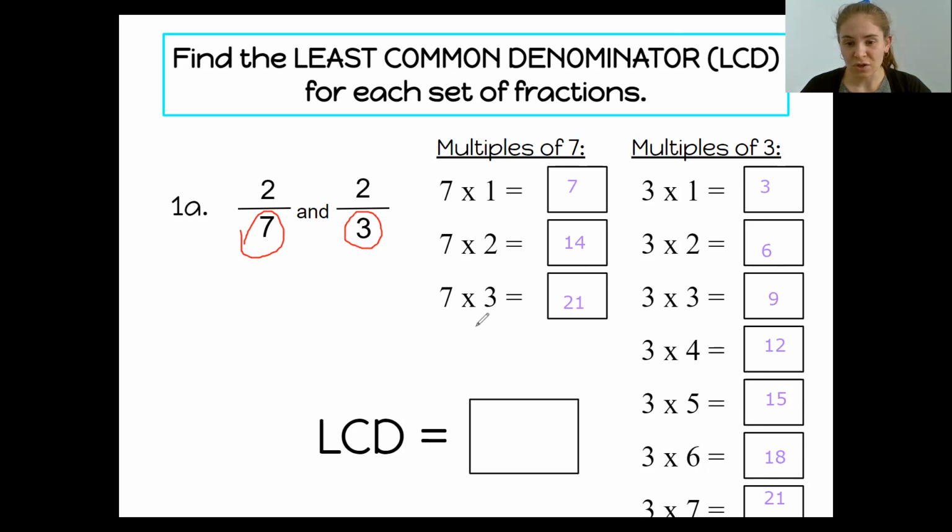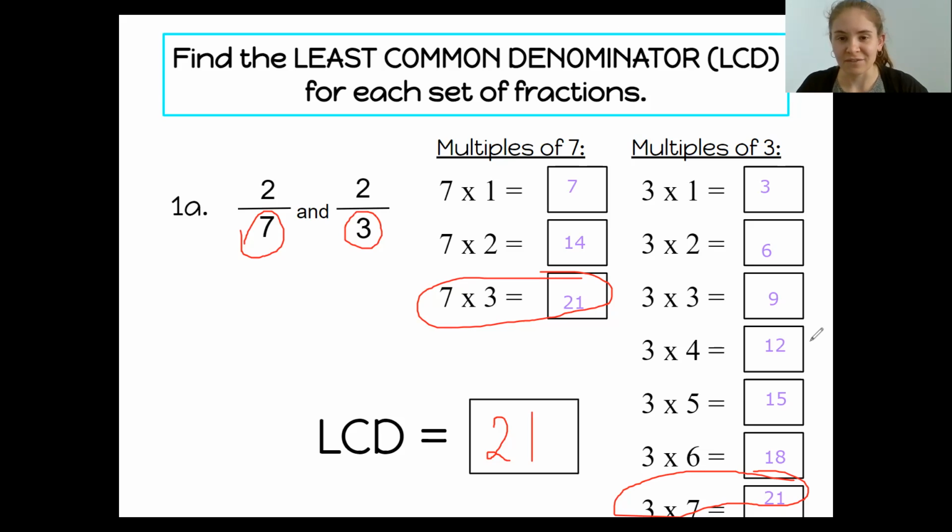So we could circle these ones just to say, okay, well, these match. That means that our LCD, or least common denominator, is 21. So that's what I write in the box, right? The number that matches is your LCD. Okay, so sometimes we're going to have to go all the way up to like 3 times 7 to find one that matches. Let's take a look at one that doesn't require that.